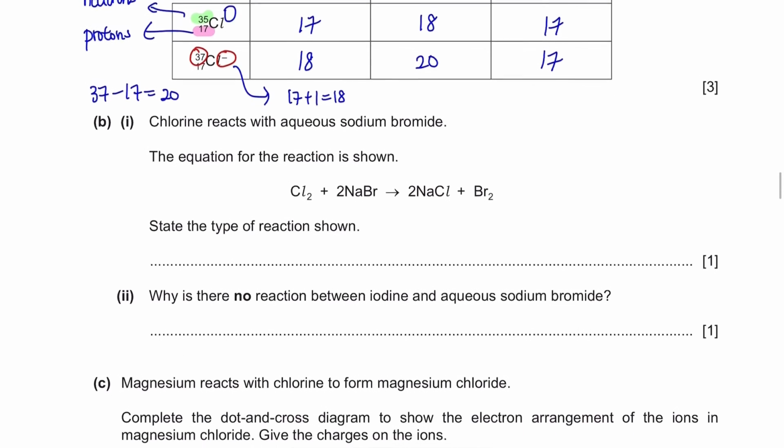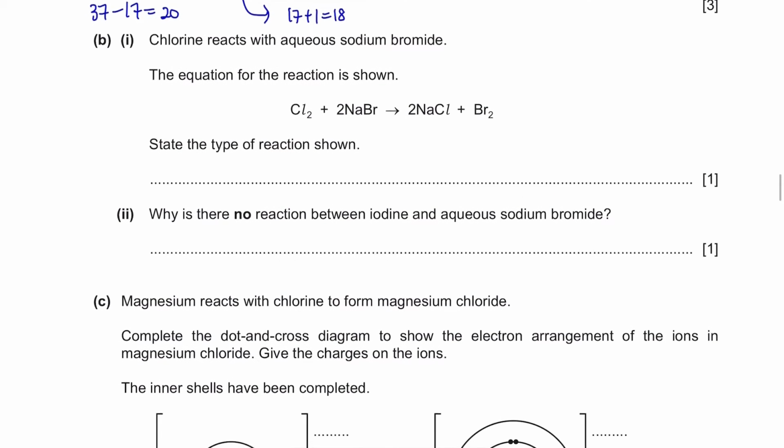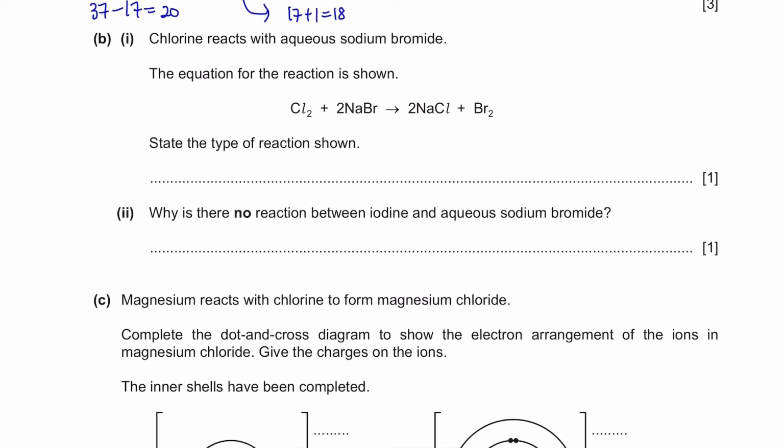Part B. Chlorine reacts with aqueous sodium bromide. The equation for the reaction is shown. State the type of the reaction shown. Cl2 was here and Br was here, but one of the chlorine atoms suddenly went in here and Br was taken out like this. So this is the displacement reaction. Chlorine atom displaced the bromine atom. You can also say that it's a redox reaction.